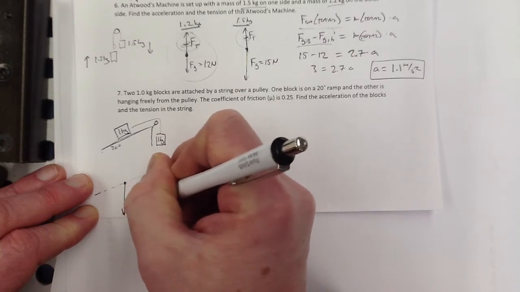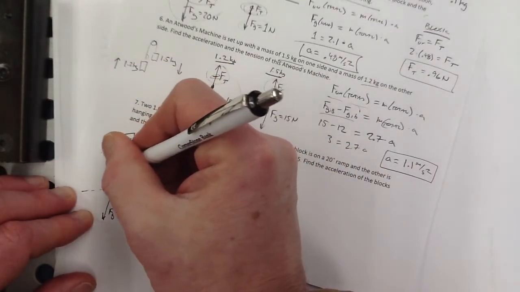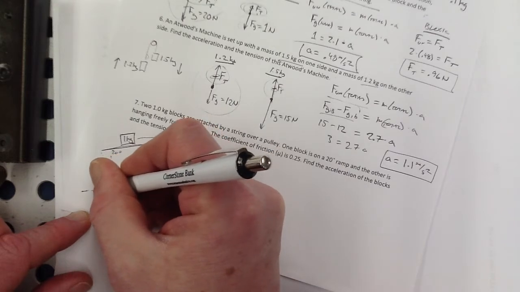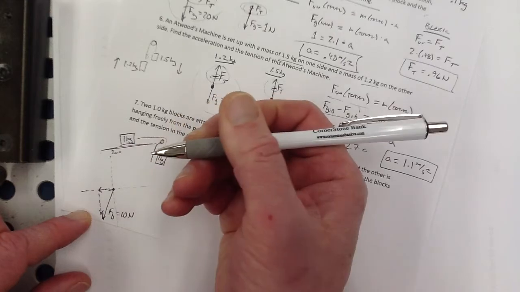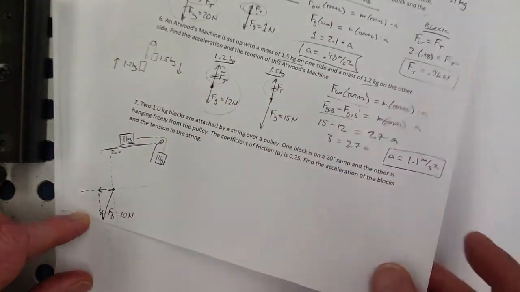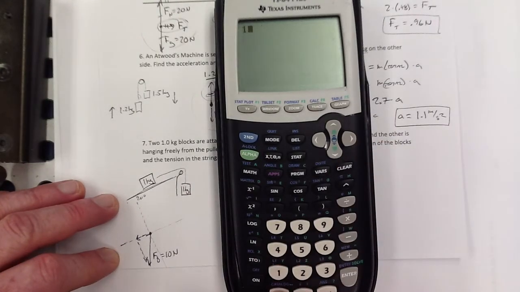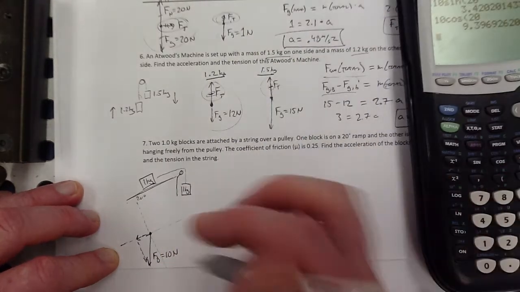Force of gravity on each one is going to be 10 newtons. And I'm going to go ahead and break that up into the components by doing 10 sine 20, 10 cosine 20. So 9.4 and 3.4.